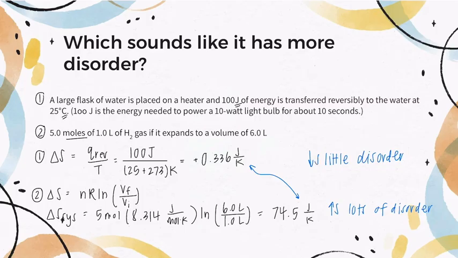But if we think about it conceptually, if you think about adding 100 joules of energy to some water, which is about the same amount of energy needed to power a 10-watt light bulb for 10 seconds. So small little light bulb for 10 seconds. Or if we expand, say this is a balloon or something, if we expand it from a volume of 1 liter to 6 liters, I kind of think of my little balloons. That's a way bigger change than just adding a little bit of heat to some water.